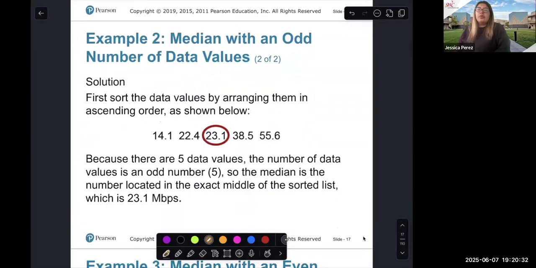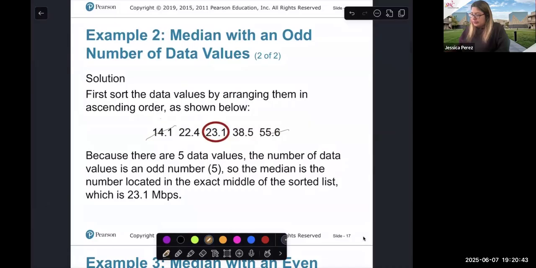What they did in the notes was sort the values: 14.1, 22.4, 23.1, 38.5, and 55.6. They said, okay, cancel, cancel, cancel, cancel. There's my middle number, 23.1. And I knew it was going to be the middle because we have an odd number of values. We have 5 values, so n is 5. So what does that mean for us?